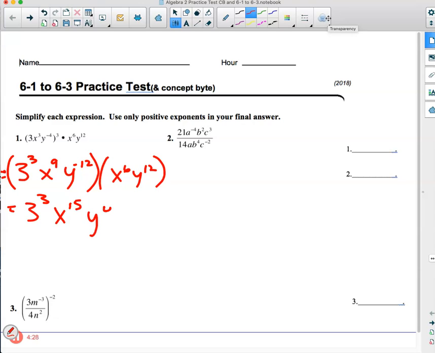And yes, I'm going to write that down, even though we all know that's 1. So we'd have 3 to the third, 3 times 3 times 3, which is 27, x to the 15th. If you needed to, you could use that power chart for 3 to the third, but most of you can probably do 3 times 3 and get 9, and take that times 3 and get 27. So we have 27x to the 15th.